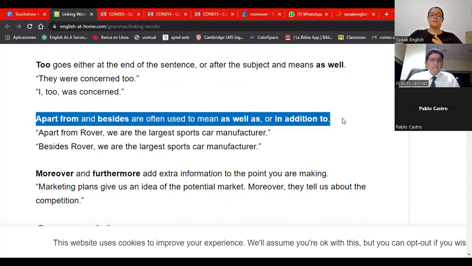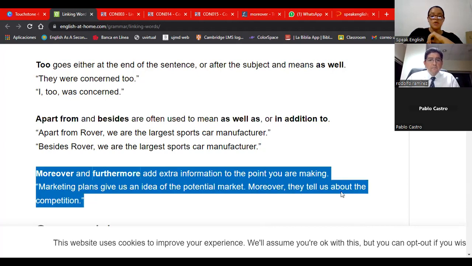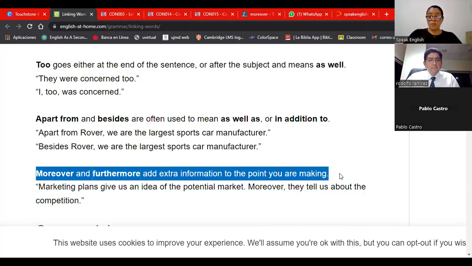Apart from and besides are often used to mean as well as or in addition to. So these four words are basically synonyms. Okay, they have the same meaning. And moreover and furthermore add extra information to the point you are making. Okay, these ones are to add extra information.